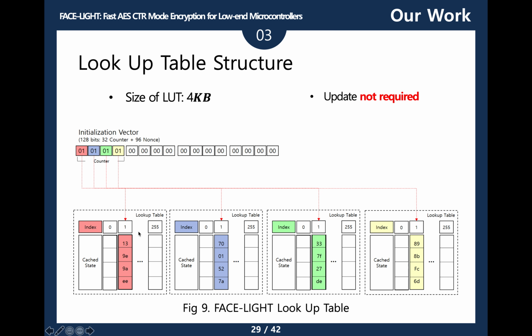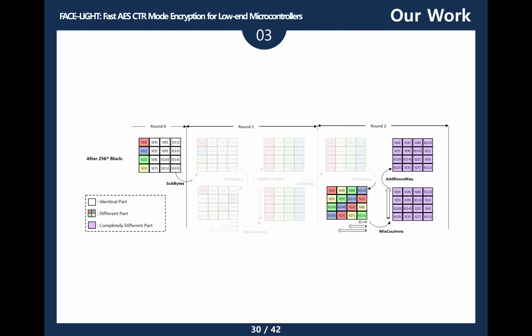Also, the lookup table holds every value corresponding to the counter values change, so the lookup table does not require the update. In conclusion, since we have all the value from round 0 to round 2 as a lookup table, before the mixed column operation, we can omit this process.